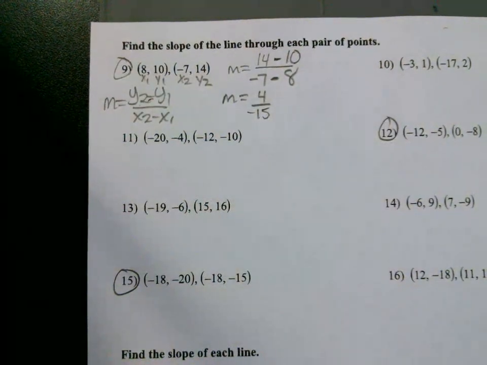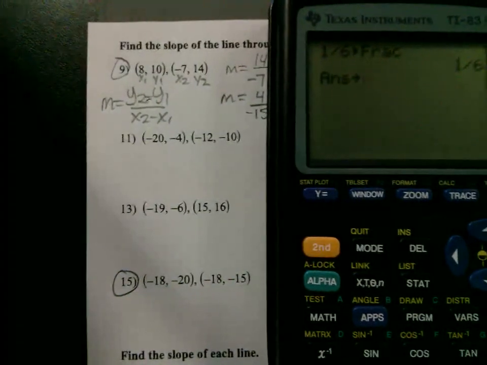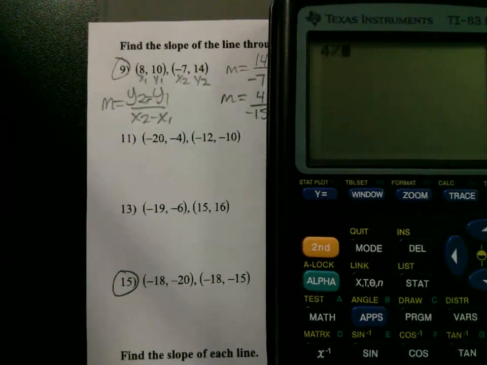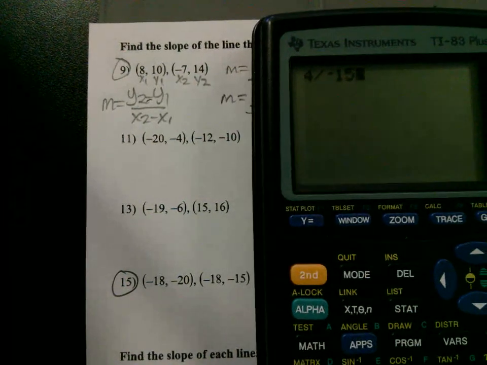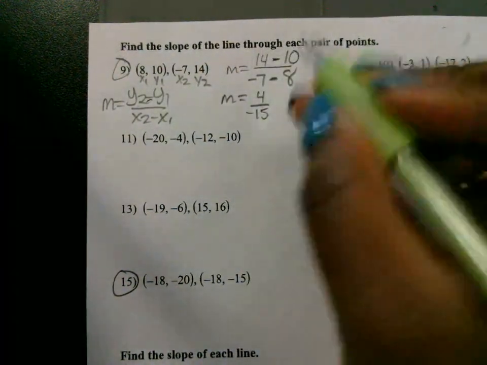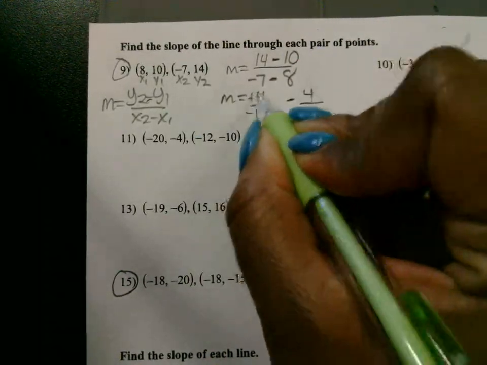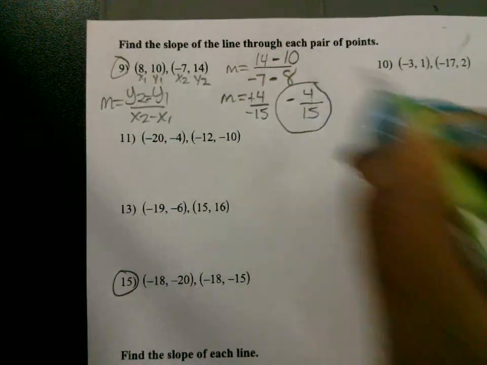Make sure that this fraction is reduced. Remember, I told you how to reduce the fraction in your calculator? We have 4 divided by negative 15. Math, press enter twice. The fraction is reduced. The answer is negative 4 over 15. A positive divided by a negative is going to be a negative. This is our answer.